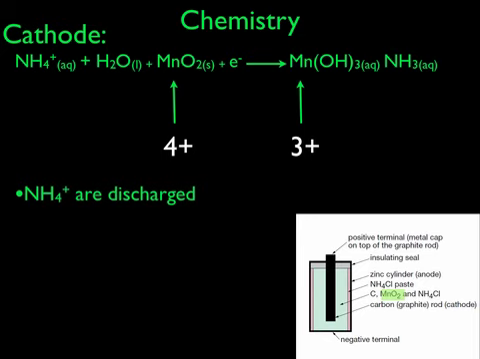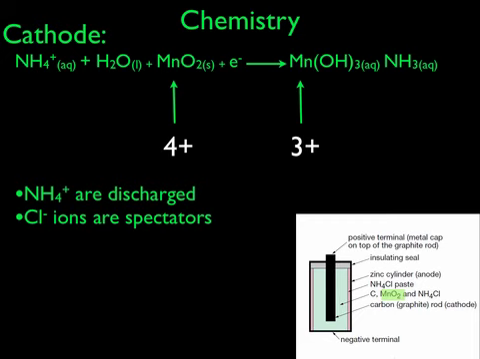Additionally, NH4 plus ammonium ions are discharged. This means that they are losing a proton or a hydrogen, and that hydrogen contributes to the formation of hydroxide from water. Now, chloride ions are spectators. If you look down the bottom right of screen, you'll see that the ammonium chloride paste has some chloride ions present. These chloride ions do not change their oxidation state.